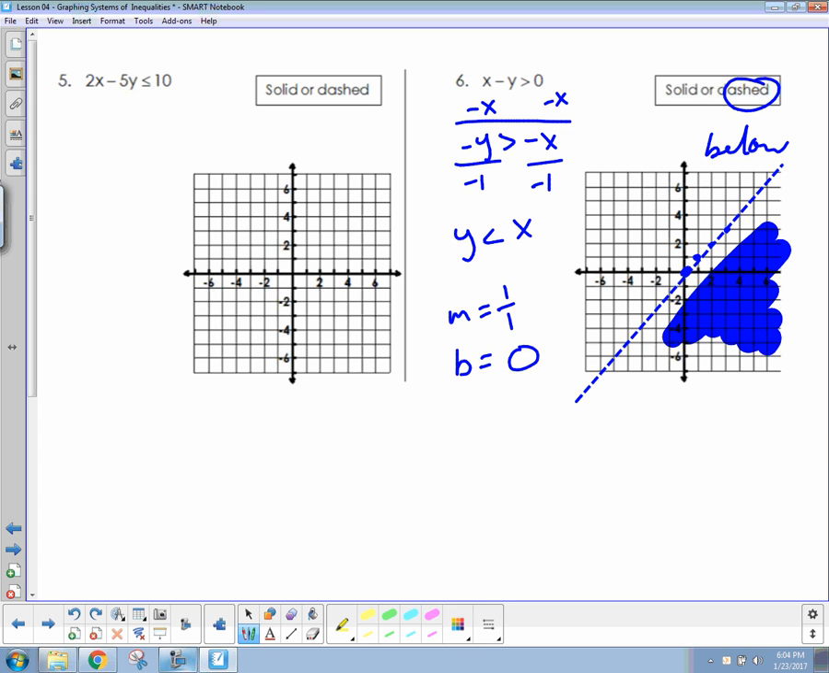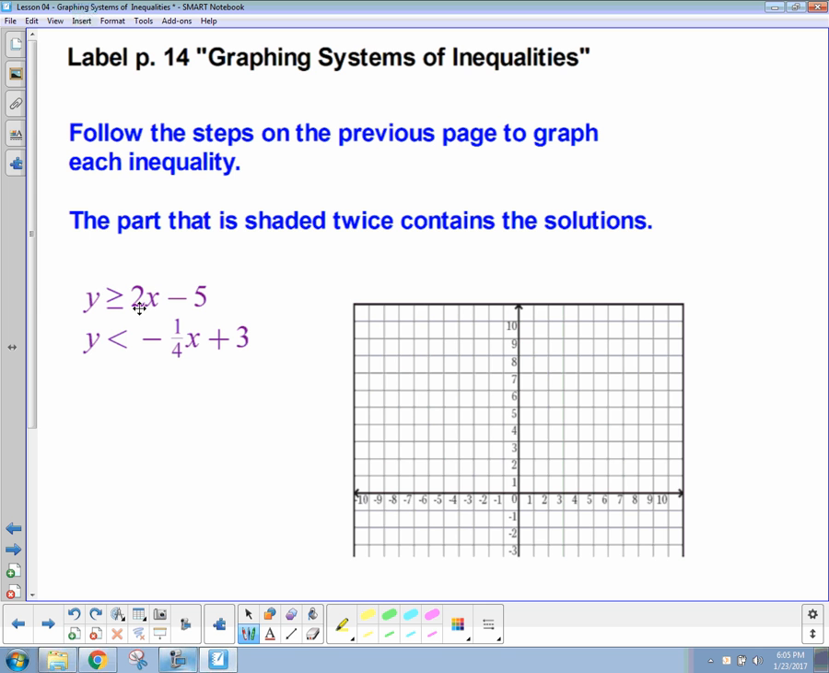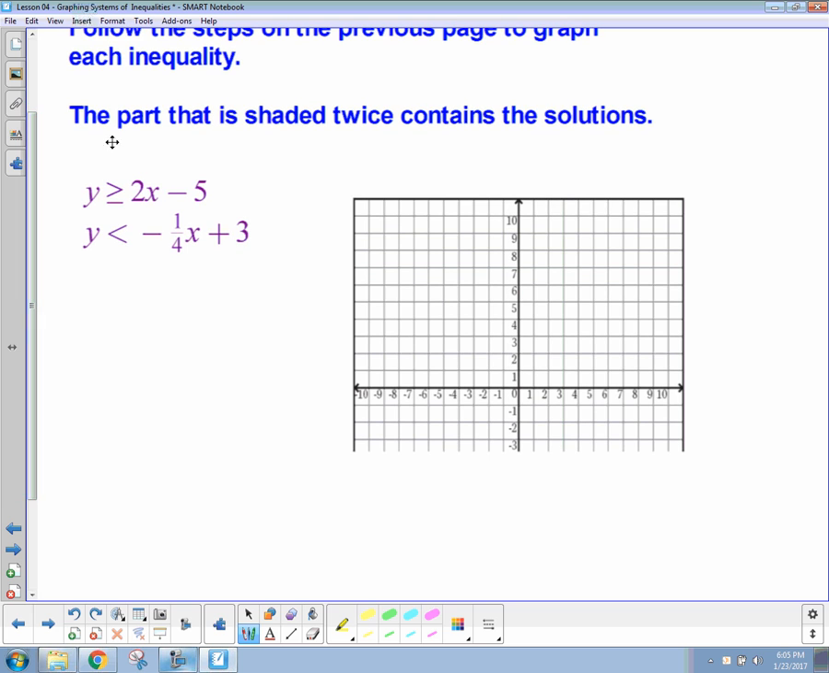All right, we're going to see some more of this tomorrow, and we're going to start graphing two inequalities on the same graph.